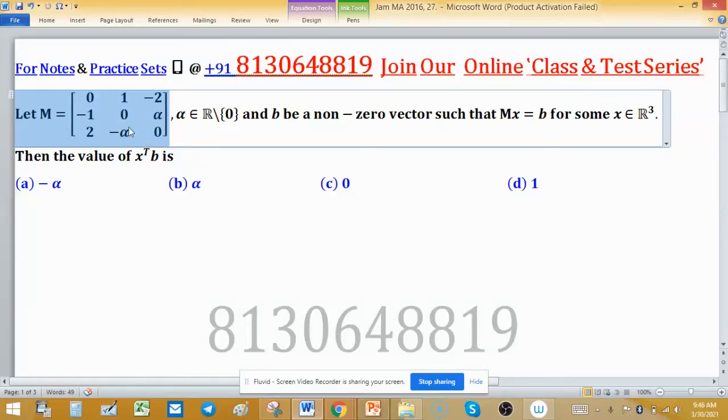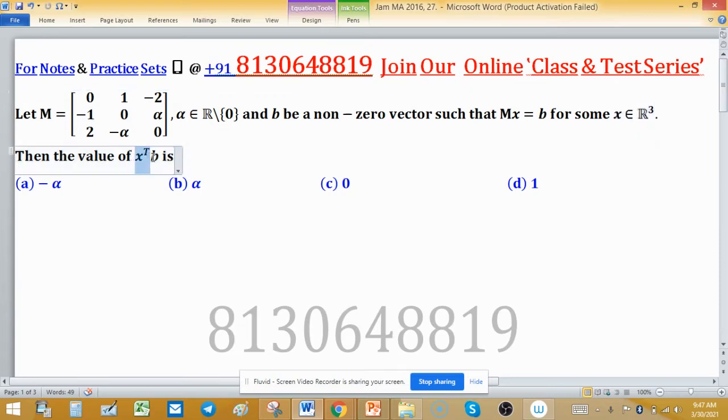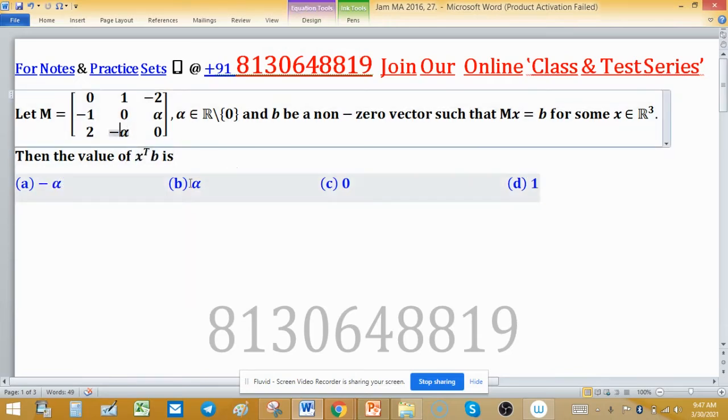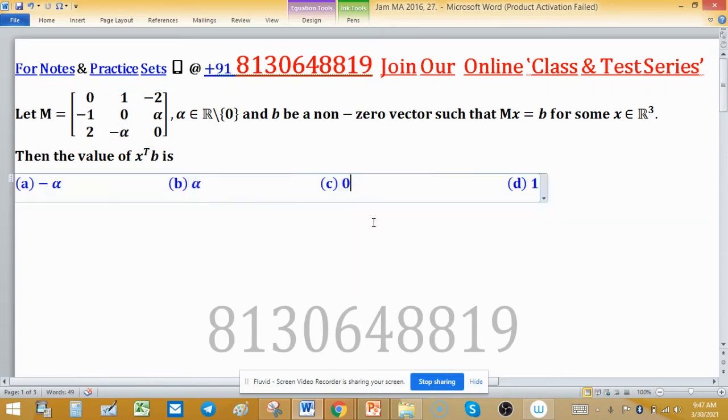equal to this matrix, and alpha which is used in this matrix is a non-zero real number, and b a non-zero vector, means column vector, you can understand, such that Mx equal to b for some x belongs to R cube. This is an important term. Then the value of x transpose b is, what? Negative of alpha, as used in this, alpha 0 or 1.